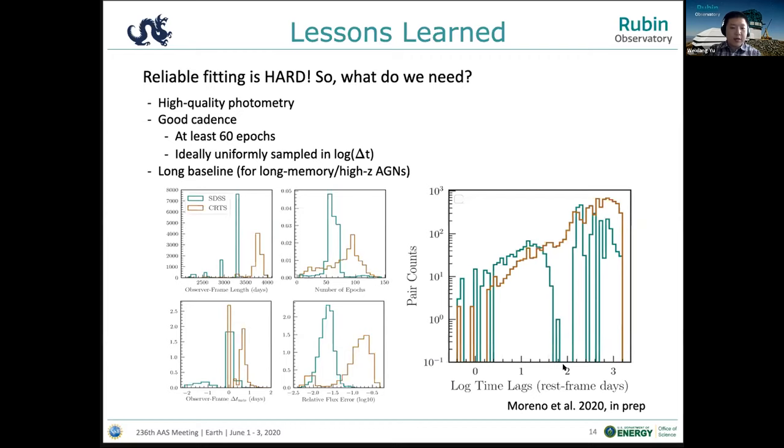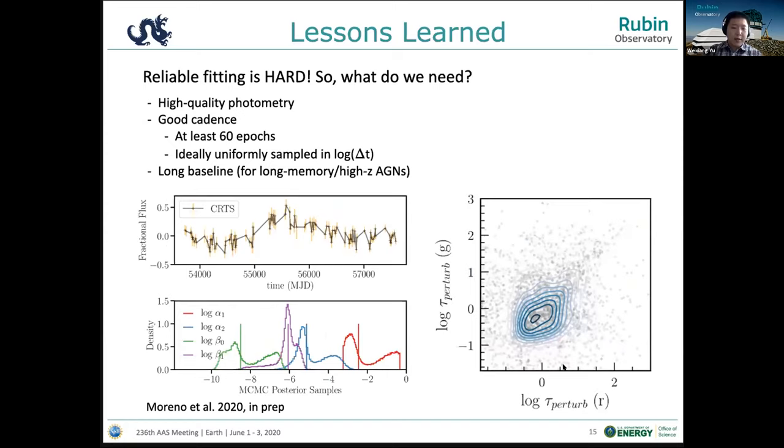So how would suboptimal data quality affect our science? I'm giving two examples. On the left, we see a CRTS light curve with relatively large error bars, and down here is the posterior distribution of our MCMC chain. We can see that with large error bars, we can easily get bimodal distributions in the posterior.